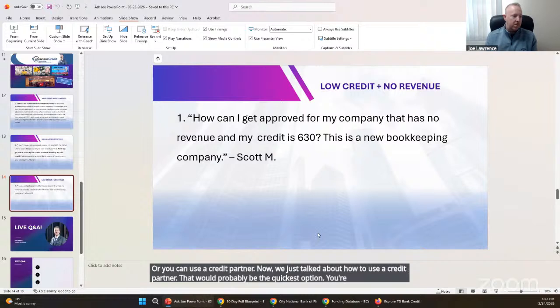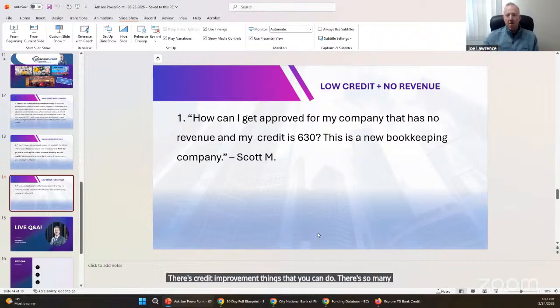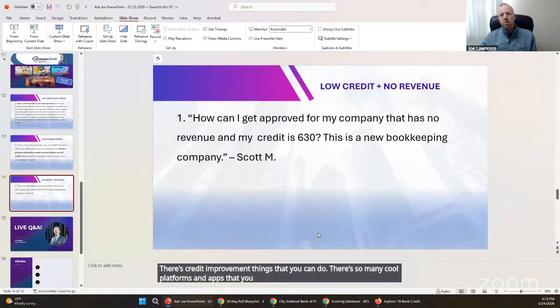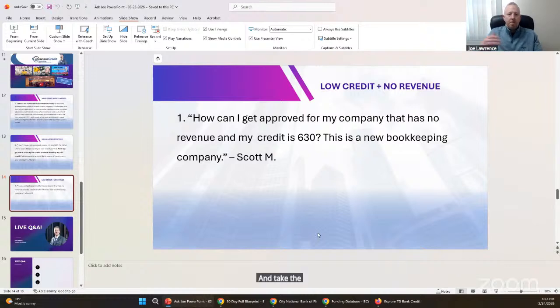You're going to have to bring someone in. As far as credit boosting, maybe you have time to go do this. Besides deleting late payments and cleaning up your credit and stuff like that, there are credit improvement things that you can do. There are so many cool platforms and apps that you can use right now to boost your personal credit score, and I would look into that. I know Credit Strong is one that someone just brought up today on this call. Take the steps necessary to boost your personal credit score.